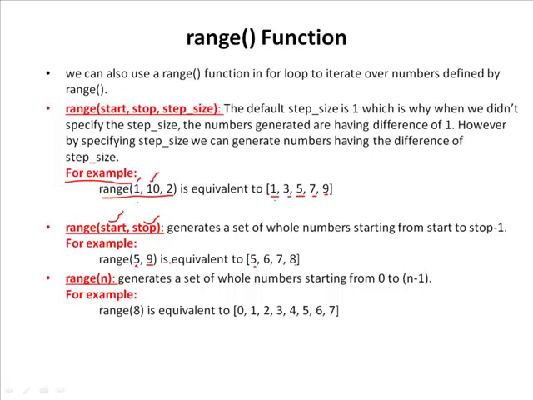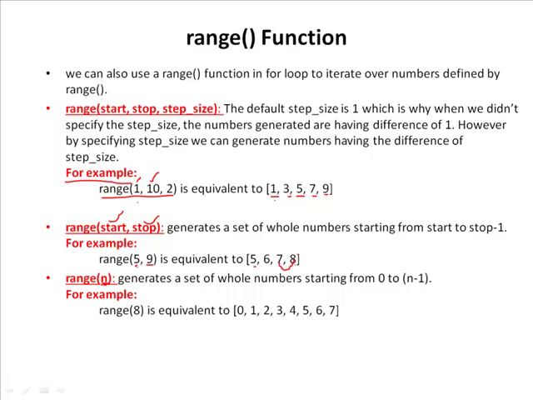But in the second example, there is no step value. That's why in every iteration, this value increases by 1 only by default. So 5 plus 1, 6, 6 plus 1, 7, 7 plus 1, 8, that we will get. Now in the third example, this range function has only one single parameter.